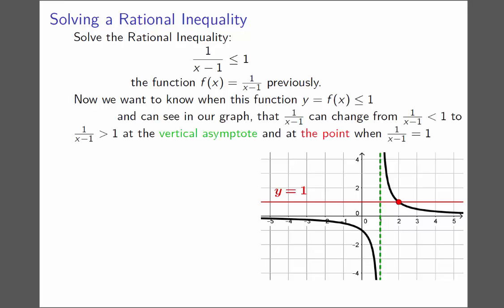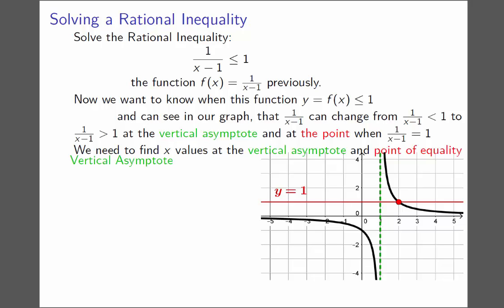We saw and can see in our graph now that 1 over x minus 1 can change from being less than 1 to being bigger than 1, or vice versa, at the vertical asymptote and at the point when 1 over x minus 1 equals 1. So we need to find the x values at the vertical asymptote and at the point of equality. To find the vertical asymptote, we want to know when our denominator, x minus 1, equals 0. This is easy to solve by adding 1 to both sides, giving us x equals 1.